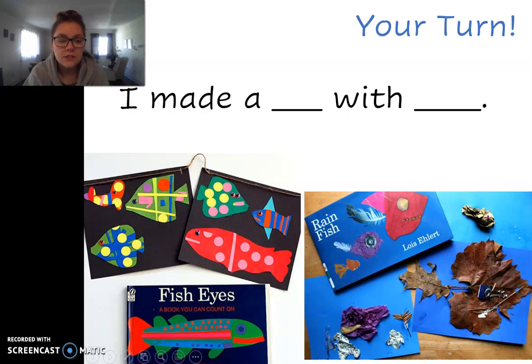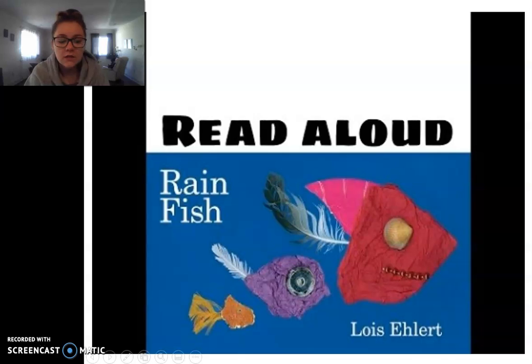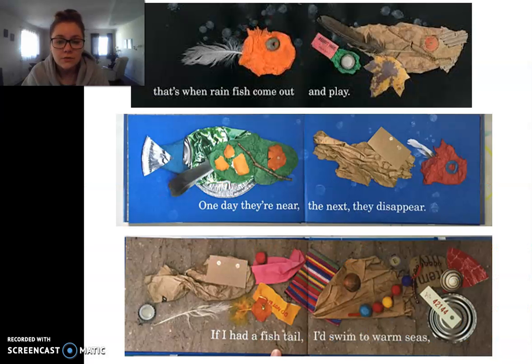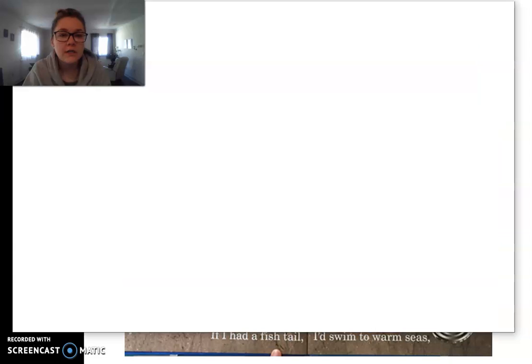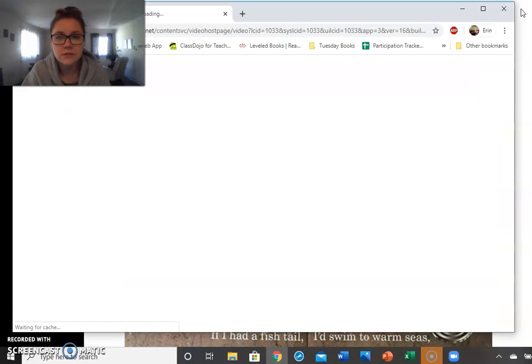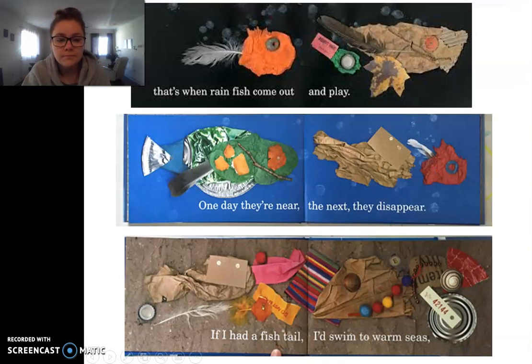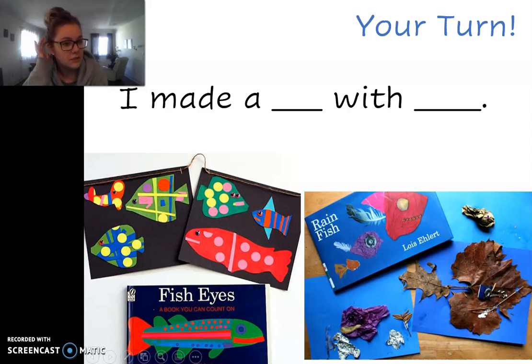You'll pay close attention to the different objects that Lois Ehlert used. See how many things you recognize. I see a can lid. See how many things you recognize in the pictures. And then you'll get a chance to make your own picture. And now, since we're talking about fish today, I included 2 examples, so you can choose which style you like more for yourself.